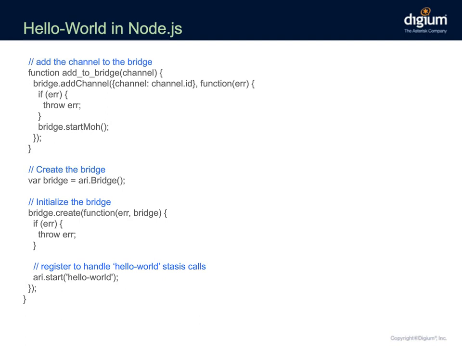And syntactically, it just works best to put it at the bottom so you can kind of see, oh, it goes through all of this initialization process. Then it invokes the creation of the bridge. And then once the bridge has been created successfully, it actually uses the ARI.start method to register to handle requests that come into Hello World.